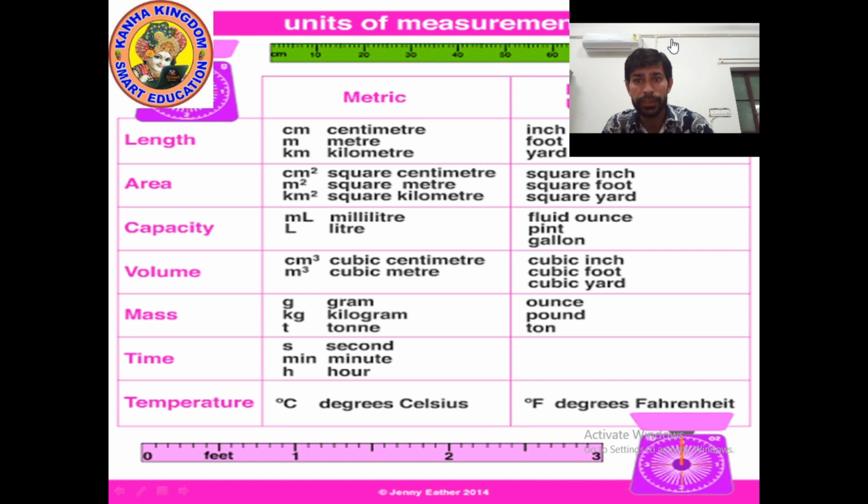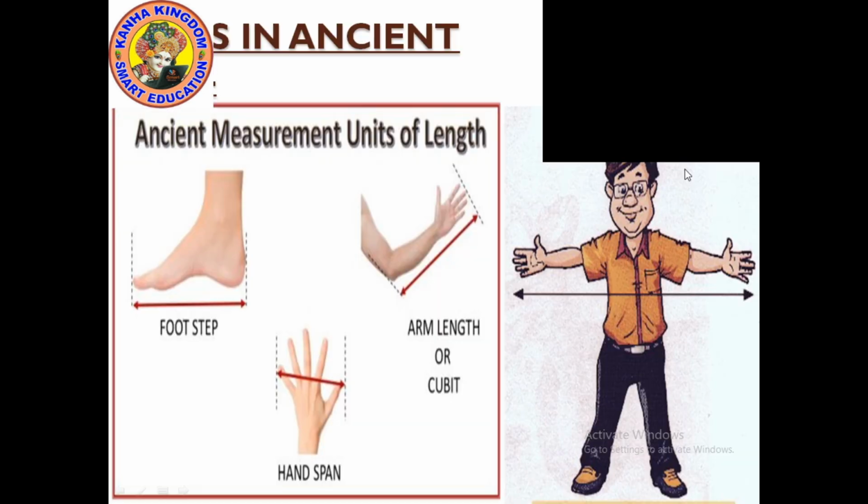And which unit do we use to measure the mass? We use gram, kilogram, ton, pound. And to measure the temperature we use degree Celsius and degree Fahrenheit, or you can say Celsius and Fahrenheit. Okay, these are the units we use right now. Now let's move on to the next point.